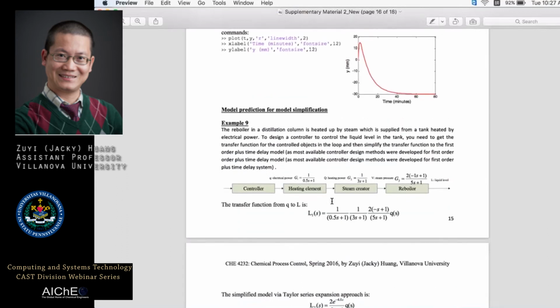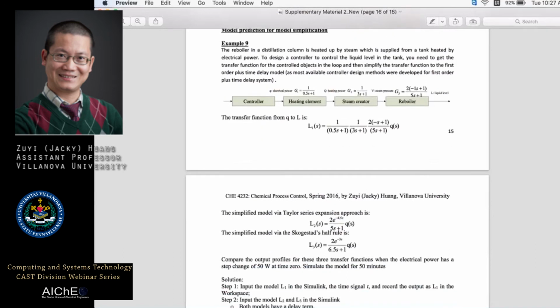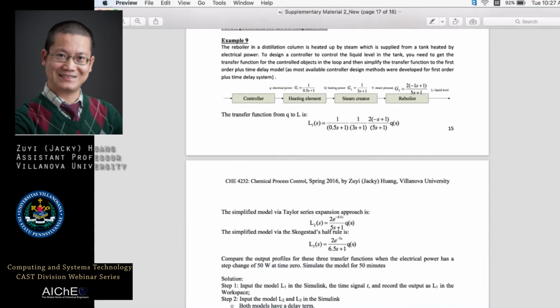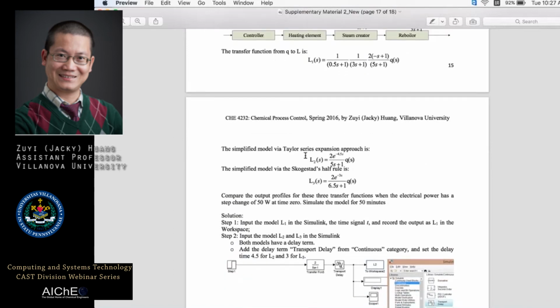And in example 9, I show the student how to simplify a model. For example, the model had a higher order system, with more than 2 terms in the denominator. And I show the student how to simplify it using 2 different approaches.